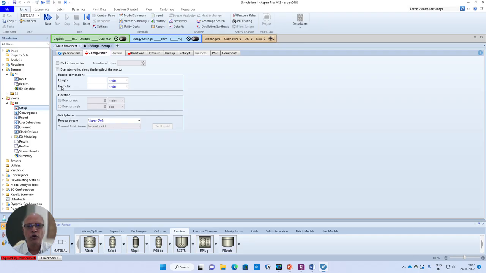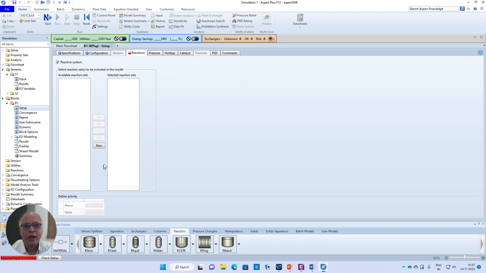We are going to use only single tube. The length and diameter are provided to us. 2 meters is the length and 0.5 inches is the diameter. And it's a vapor phase reaction. So go to the next step, say new, R1.